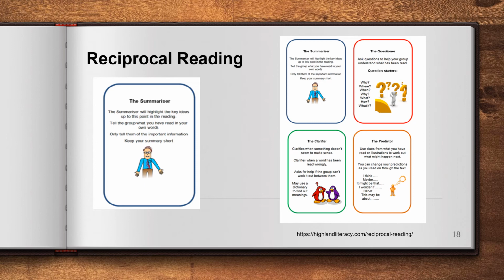And then next comes the clarifier, who brings up some mystery words and explains to people what those words mean. Then the questioner asks the other people in the group some questions just to check in that everybody did really follow what that section of the chapter was about. And then finally, the predictor predicts, just having a really quick look at the next section, has a prediction about what's going to be coming next. So this is reciprocal reading, and certainly the summarizer does have an important role in kicking off the discussion.